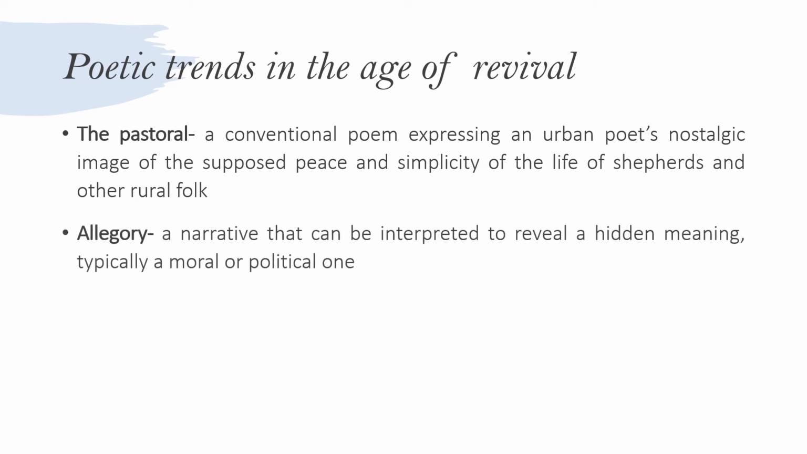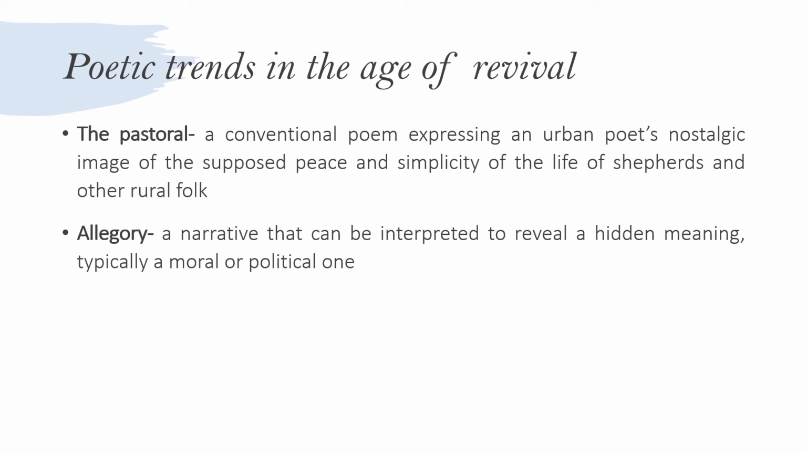Another poetic trend is the allegory. Allegory is a story, a narrative that can be interpreted to reveal a hidden meaning. And the hidden meaning will typically be a moral or political one. It can be a story, a poem, or a picture that can be interpreted to reveal a hidden meaning. It is a story within a story. It has a surface story. So on the surface, we understand a story, and another story will be hidden underneath.